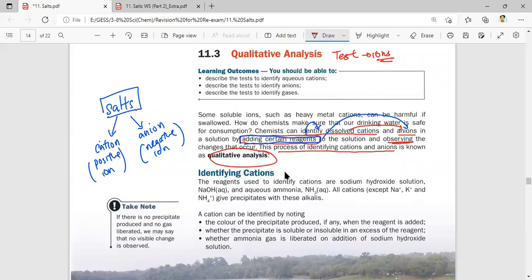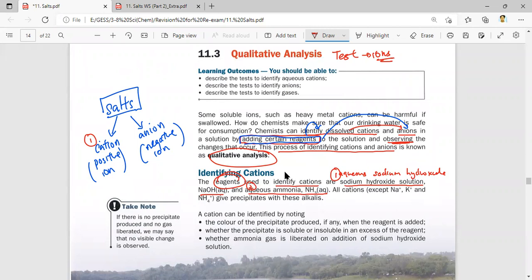The first part we're going to learn is how to identify the cation. How? To identify cations, we are going to use a reagent. What reagent is it? It's going to be sodium hydroxide solution, or sometimes they will call it aqueous sodium hydroxide. And we're also going to use aqueous ammonia. So we have aqueous sodium hydroxide, which is NaOH (aq). We also have aqueous ammonia, which is NH3 (aq). So take note, these are the two reagents, 1, 2, used to identify cations.